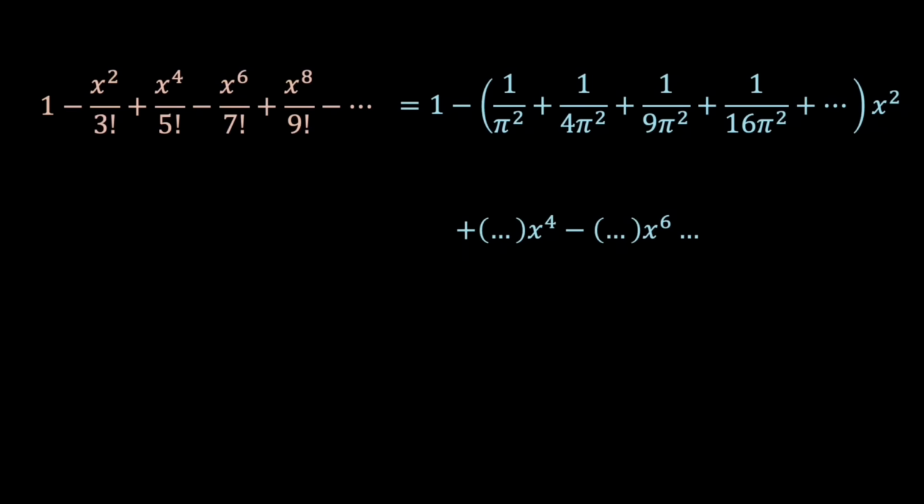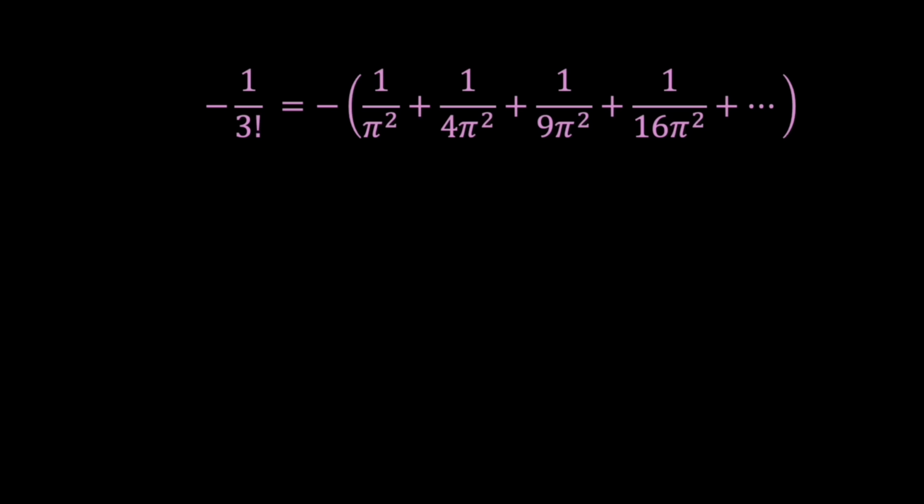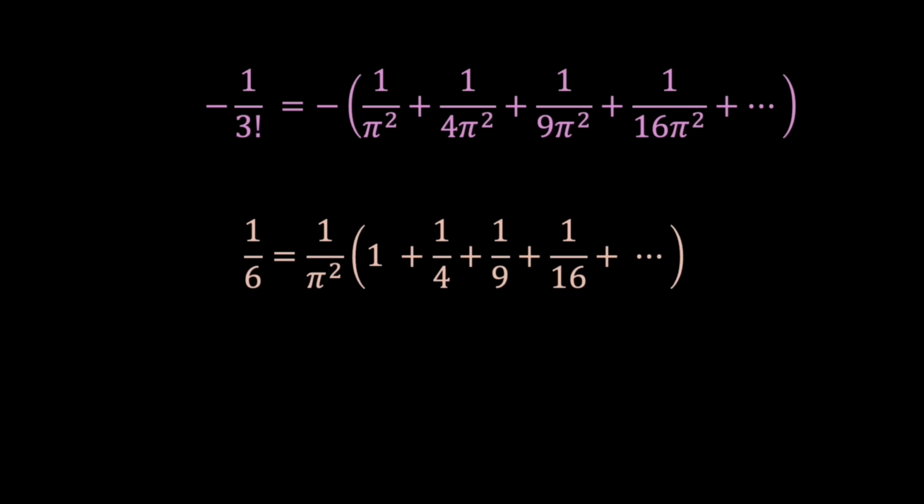Now, for these two expressions to be equal, the coefficients of each power of x must match. And when Euler compared the coefficients of the x squared terms, something extraordinary happened. First, he got rid of the minus signs from both sides and wrote 3 factorial as 6. Then he noticed that every term inside the bracket on the right-hand side contains a factor of 1 over pi squared. And so he was able to pull out this factor and end up with the following expression.